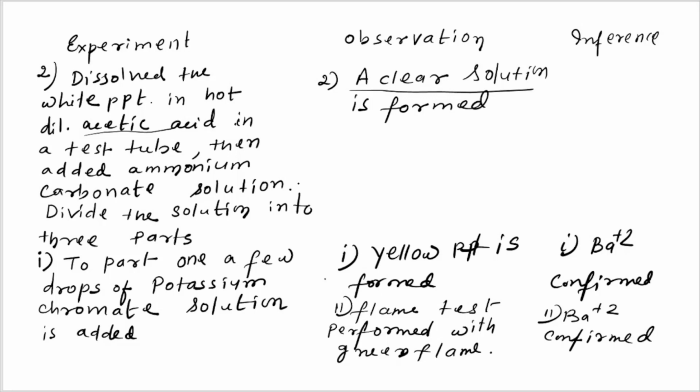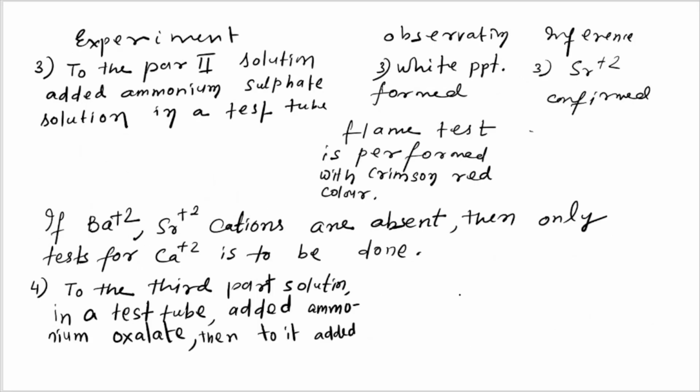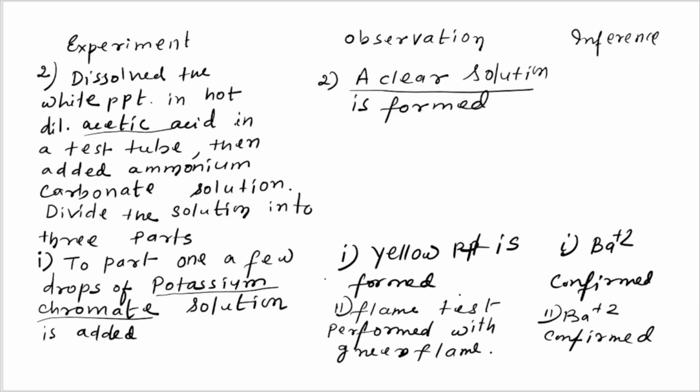Then divide this solution into 3 parts. To the first part you add potassium chromate, and it gives a yellow precipitate. If a yellow precipitate forms, then it is barium plus 2. Then you do the flame test. For the flame test, a platinum wire dipped in HCl repeatedly is touched to the salt and shown to the flame. You will get a green flame, which indicates barium plus 2.